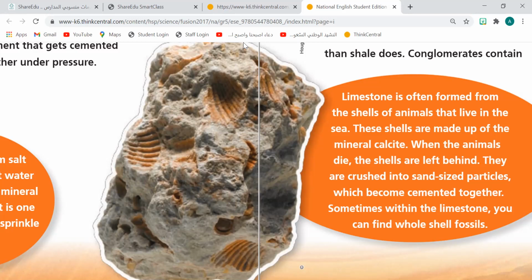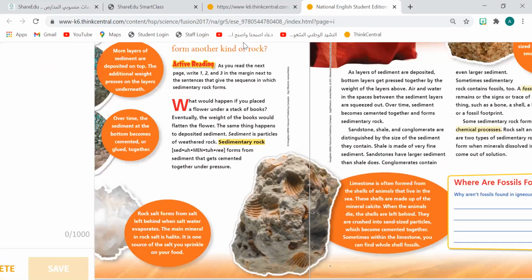They are crushed into sand-sized particles. Can you imagine? It will be crushed. In which size? In sand-sized particles, which become cemented together. See, these sand-sized particles will be cemented together. And sometimes within the limestone, you can find whole shell fossils, not only the cemented particles. So limestone is almost made out of what? Of shell.